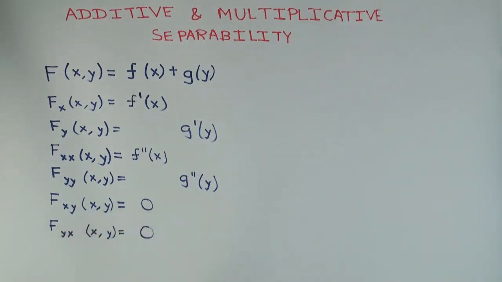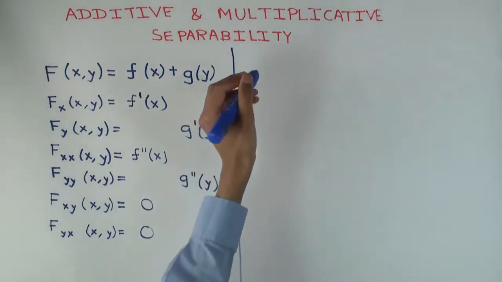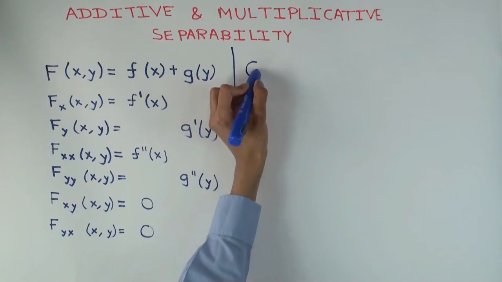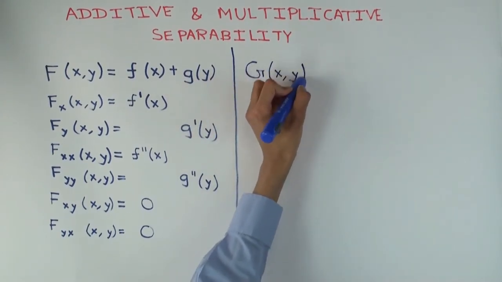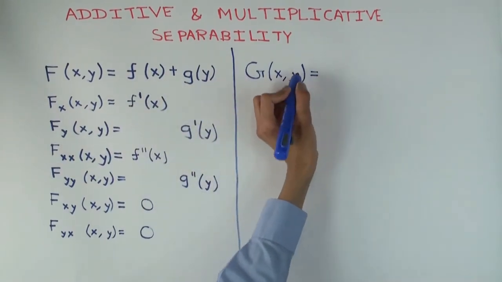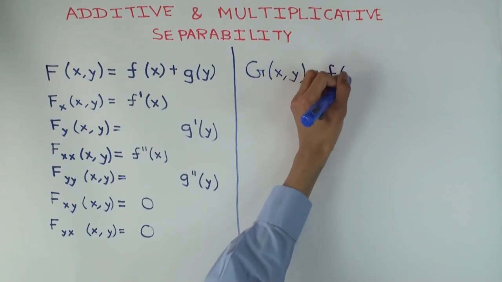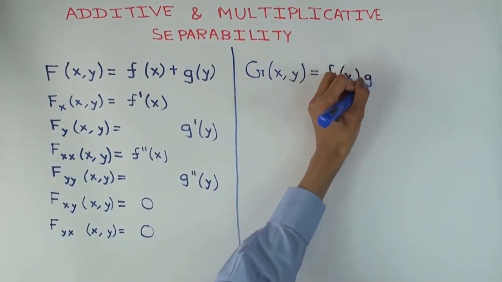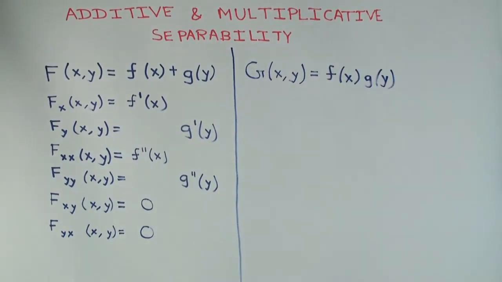And any higher order mixed partial is going to be zero. The pure ones will be the corresponding things. And let's take multiplicatively separable functions. I'll use capital G just because I used capital F here. I should have used the same letter, but then it would confuse you. So you have a function which can be written as a product of a function of x and a function of y.